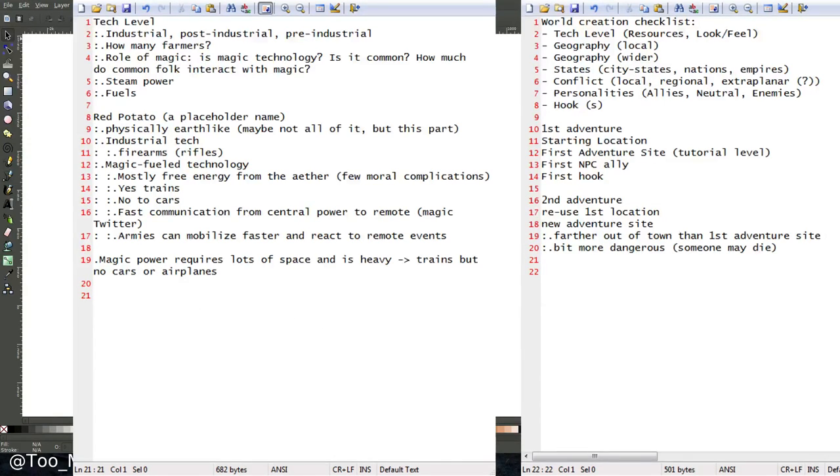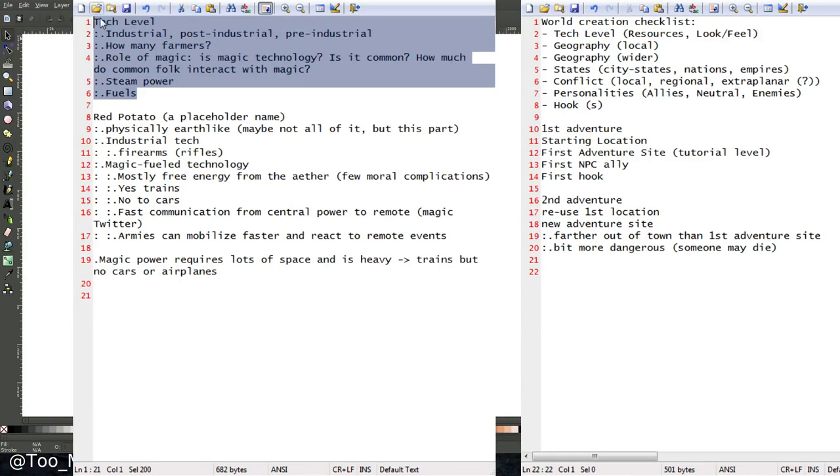So that ticks off, let me save this here. Red potato. Okay, so this is red potato so far.